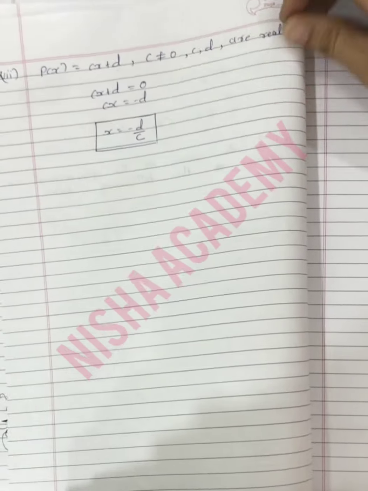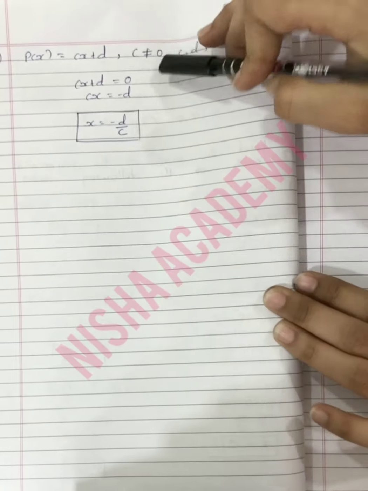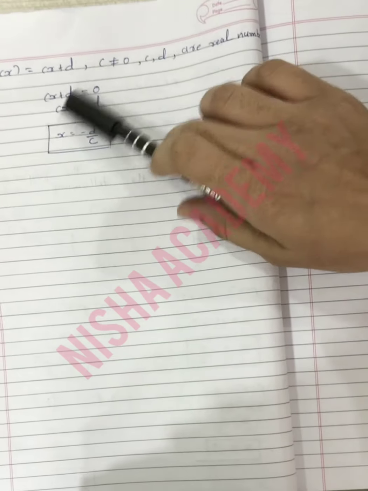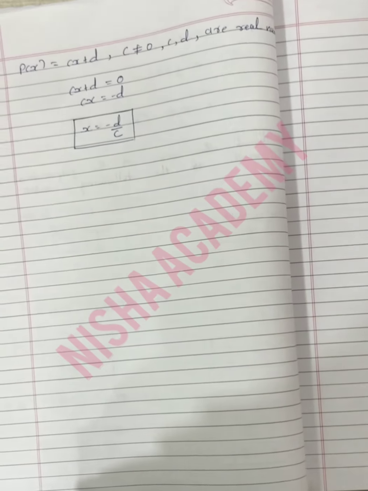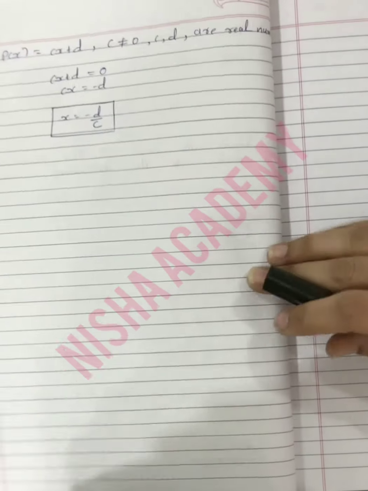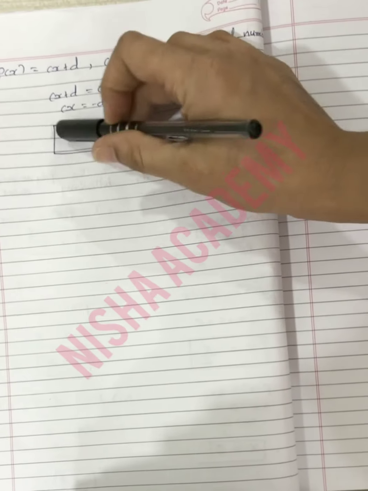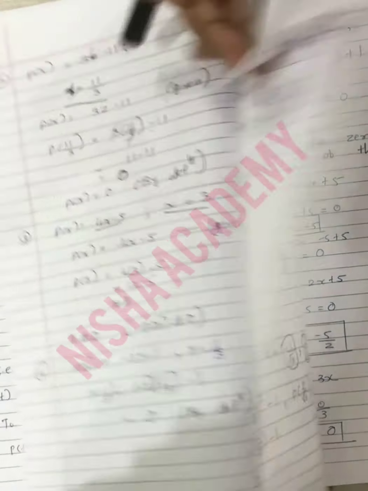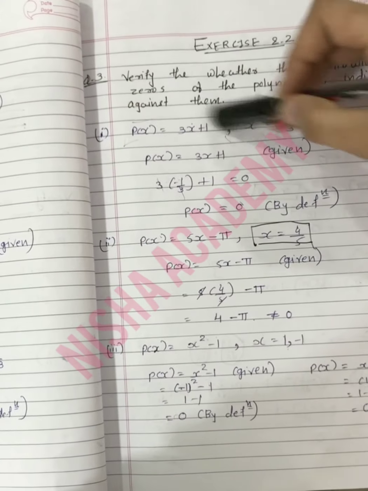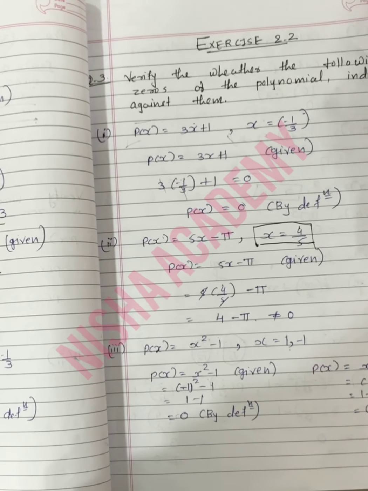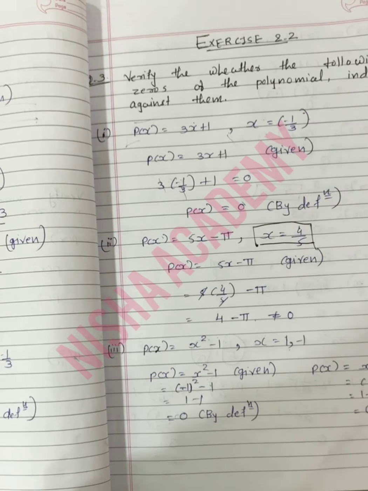And the last question is cx plus d, where c is not equal to 0, and c and d are real numbers. Put cx plus d equal to 0. cx equal to minus d, right? And x equal to minus d by c. This is the x. I hope you get the 0 of the polynomial. For exercise 2.2, just refer to question number 3 and question number 4 for the zero of the polynomial.